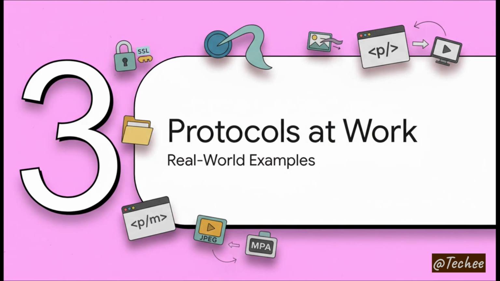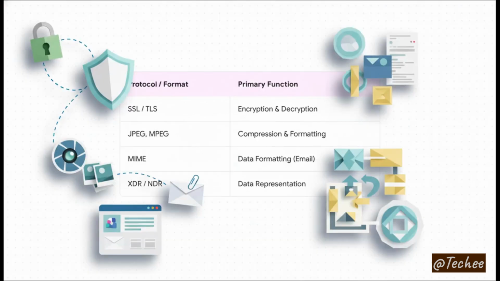Okay, so we've covered the theory. Now let's talk about the actual protocols that are doing all this hard work. You actually interact with these things every single day, probably without even thinking about it. You know that little padlock you see in your browser's address bar? That's TLS, or Transport Layer Security, handling all the encryption and decryption for you. When you're looking at images online, that's probably a JPEG, which is a format that handles compression. Even sending an email attachment, that's a protocol called MIME, making sure everything is formatted correctly.